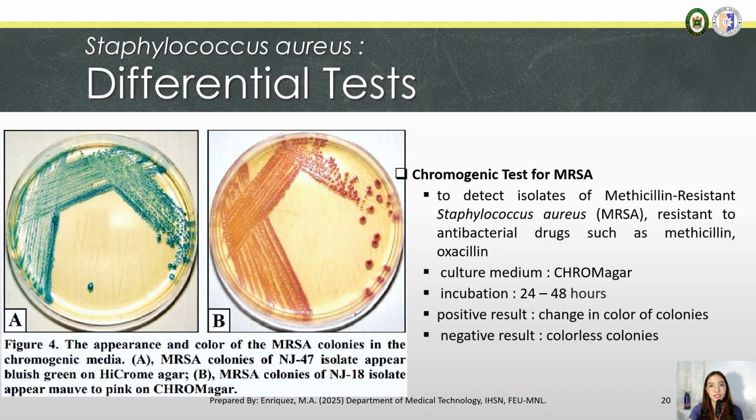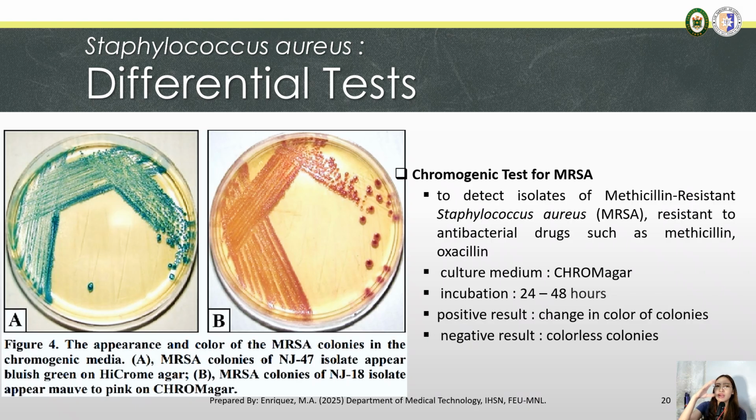Next is the chromogenic test for MRSA using the chrome agar. MRSA is a type of Staph aureus that is resistant to antibiotics such as methicillin or oxacillin. The mode of transmission is through close contact with an infected carrier. There are three types of MRSA. They may be hospital acquired, community acquired, or healthcare associated community onset.